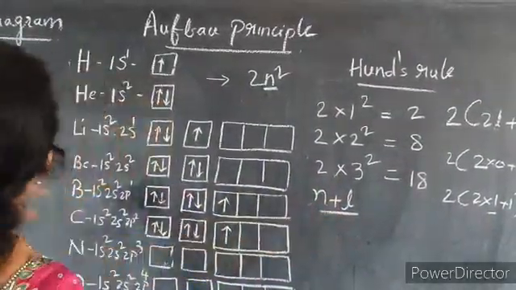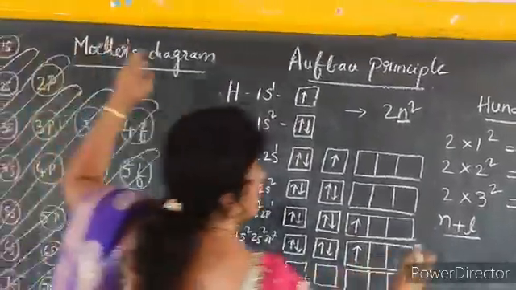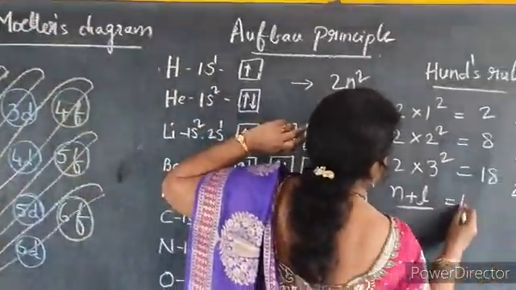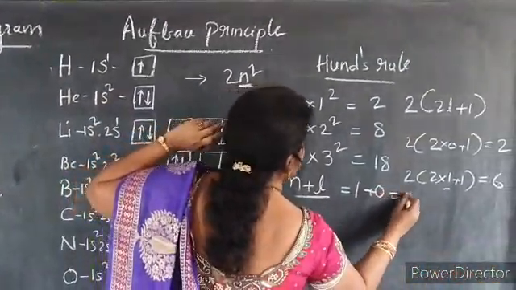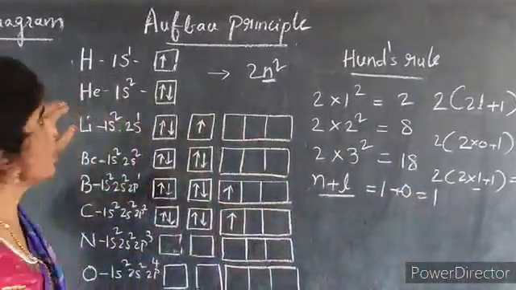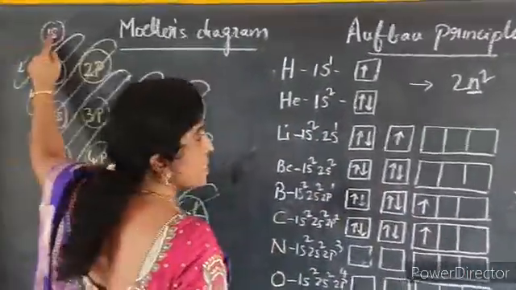Now, what is the n plus l value for 1s? Let us see. For 1s, it is 1 plus 0, so it is only 1. So this is the orbital having the least energy.